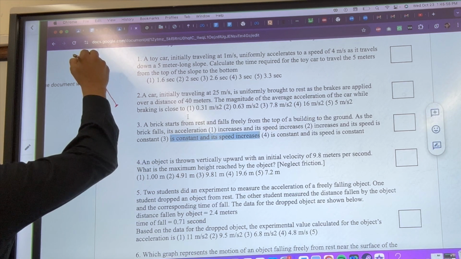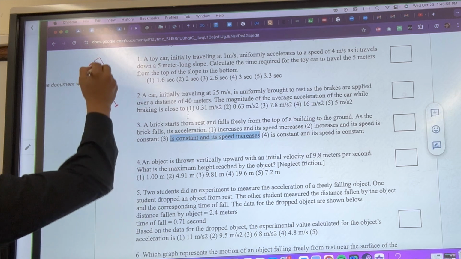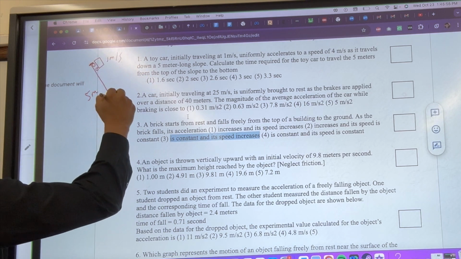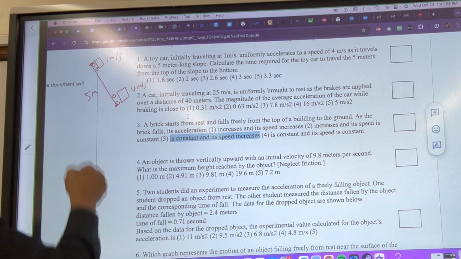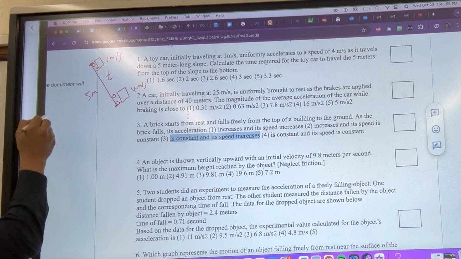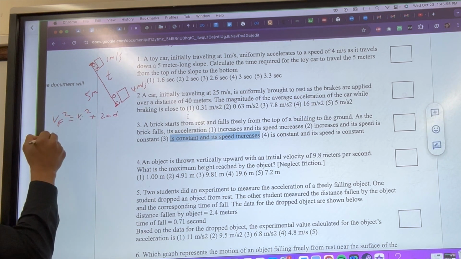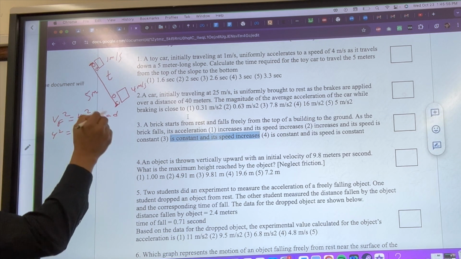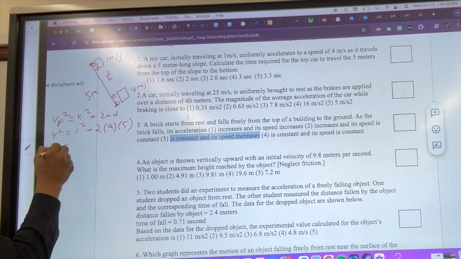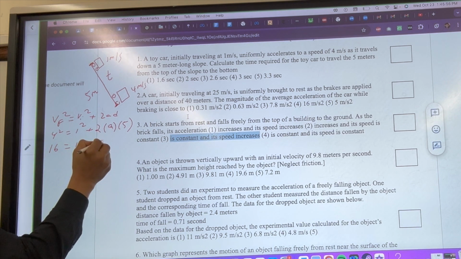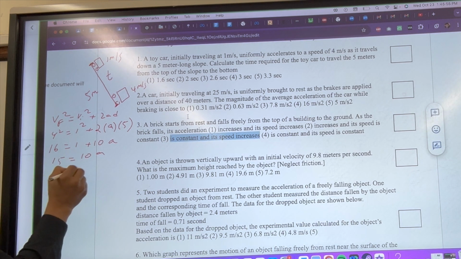The initial velocity of the car is 1 meter per second, and the final velocity of the car is 4 meters per second. What we want to know is the time it takes. So vf squared is equal to vi squared plus 2ad. So 4 squared is equal to 1 squared plus 2 times acceleration, and d is 5. So 16 is equal to 1 plus 10a, so 15 is equal to 10a, and a is equal to 1.5.